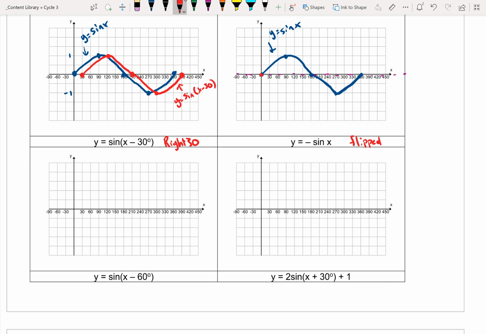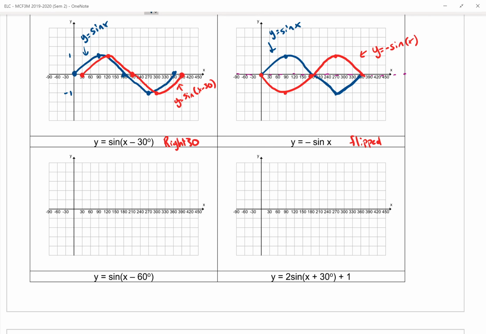So actually the (0, 0) doesn't move, it stays there. This positive 1 now comes here, (0, 0) stays the same, 270 now goes up, and we see an inverted image of our sine wave, which is y equals negative sine x. So the red one is our transformation, and the blue is our base form.